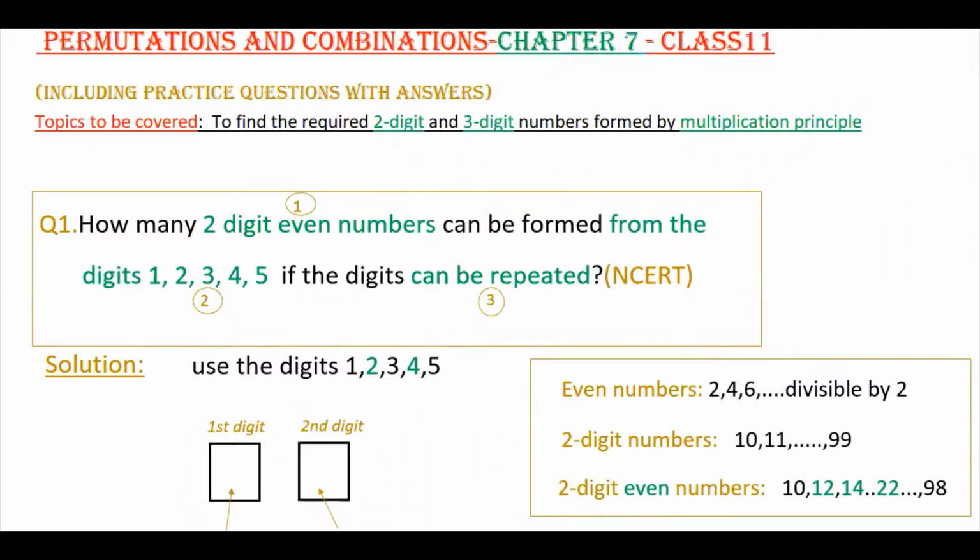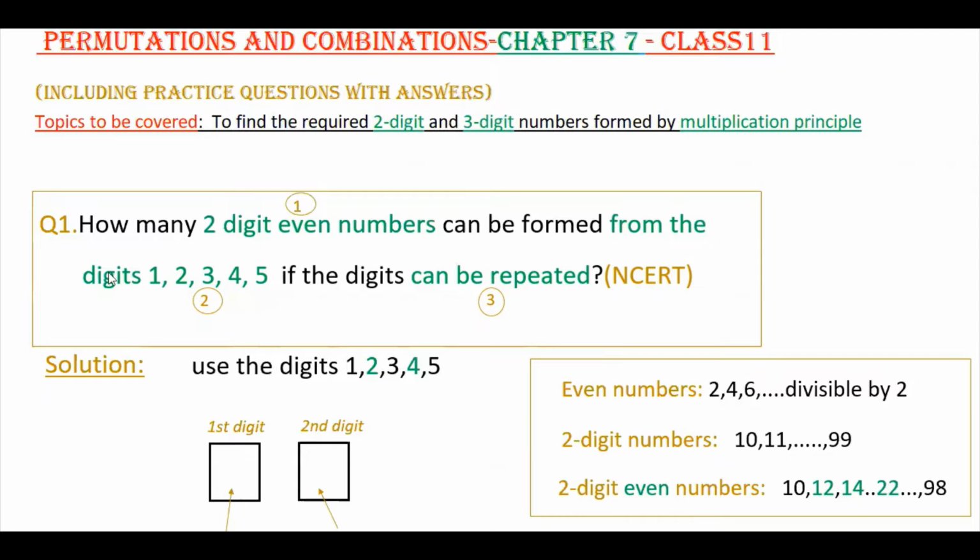Hello everyone. Today I am going to tell how to find the required 2-digit and 3-digit numbers formed by the multiplication principle. The first one is: how many 2-digit even numbers can be formed from the digits 1, 2, 3, 4, 5 if the digits can be repeated?